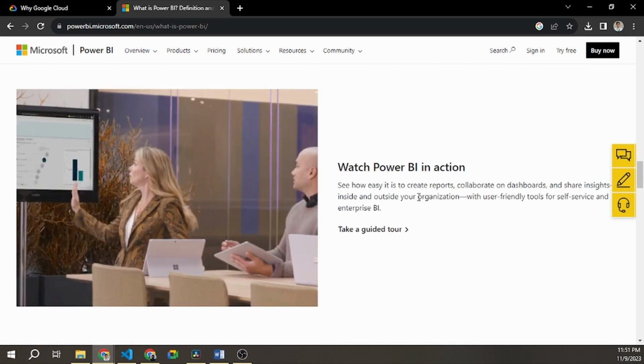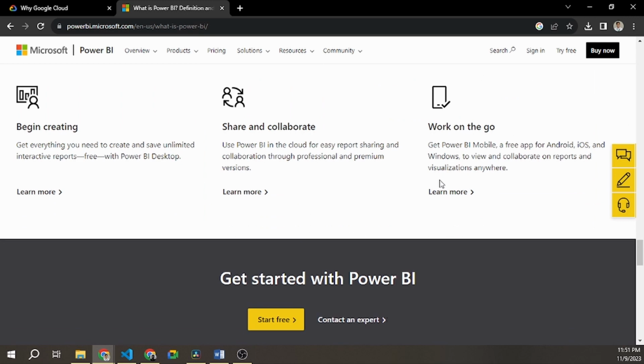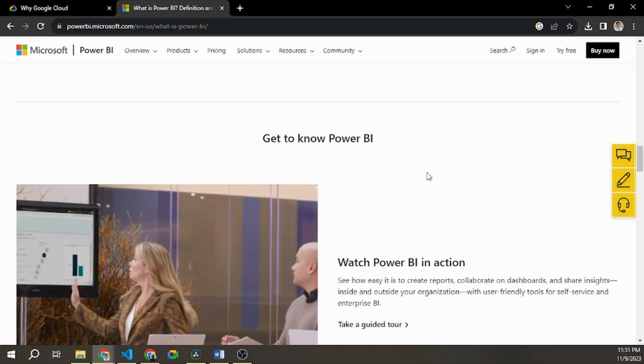Let's call it a global enterprise, a company inundated with diverse data sources. Power BI emerged as their strategic ally, crafting visually compelling reports and dashboards. The storytelling prowess of Power BI facilitated effective communication of complex insights, empowering the global enterprise to make strategic decisions with confidence. So, without further ado, let's take a look at the comparison.